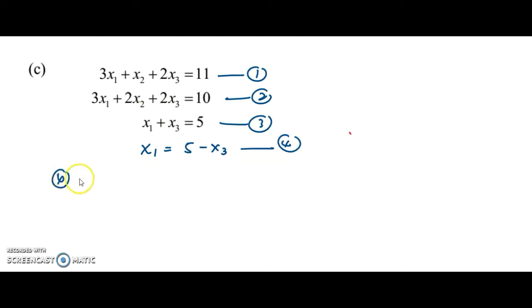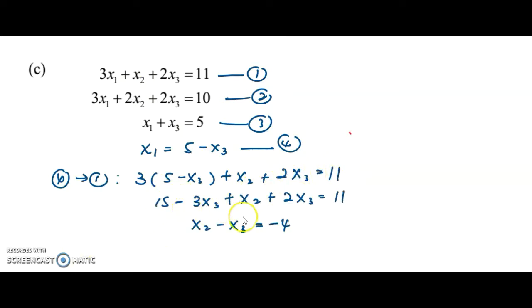Now, I will put equation 4 into equation 1. See what happened? You got 3 times x1, and this x1 is going to be replaced by 5 minus x3, plus x2 plus 2x3. Then we expand and simplify. After simplifying, I got x2 minus x3 equals negative 4. You may always write x2 in terms of x3, and later on this is very useful when we solve for x3. So I'll name this equation 5.